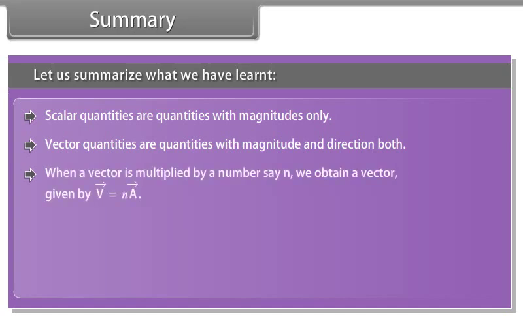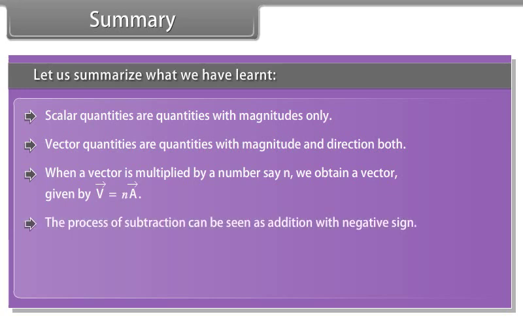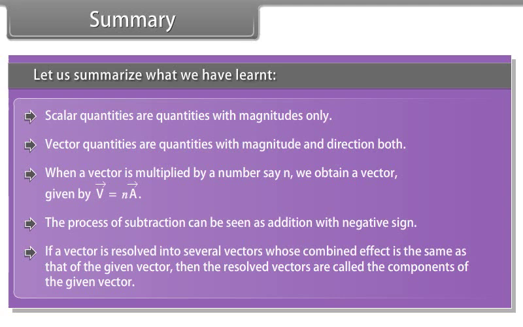When a vector A is multiplied by a number, say n, we obtain a vector v given by v = nA. The process of subtraction can be seen as addition with a negative sign. If a vector is resolved into several vectors whose combined effect is the same as that of the given vector, then the resolved vectors are called the components of the given vector.